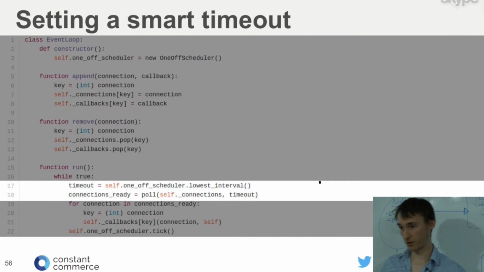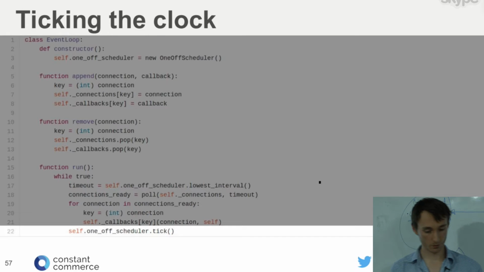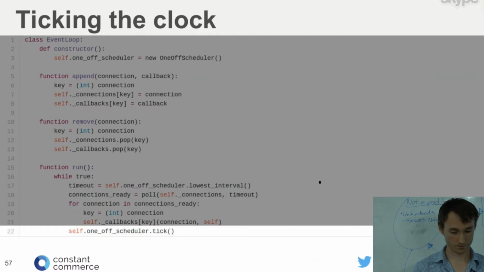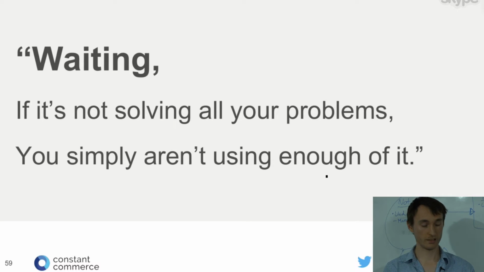So in our run method, when we do the infinite loop, before calling poll, we're going to check what's the lowest timeout in our scheduler, and we're going to give it to poll, and then we're going to loop, and at the end of the loop, we're going to tick the scheduler. Again, it's to make your event loop more efficient, so you can do stuff while it's waiting. So it's using waiting time.